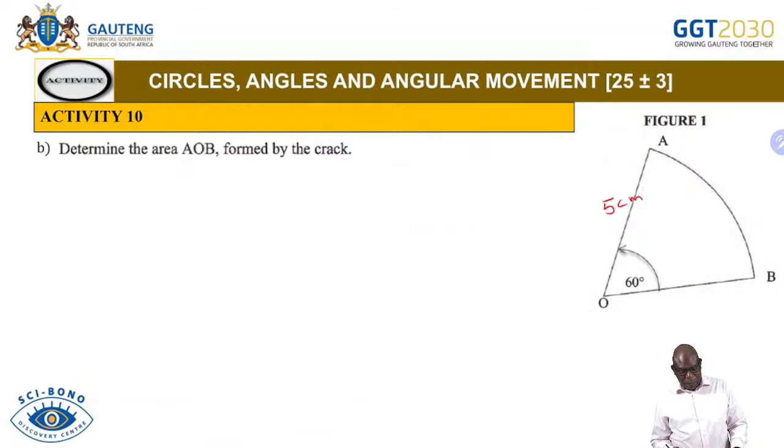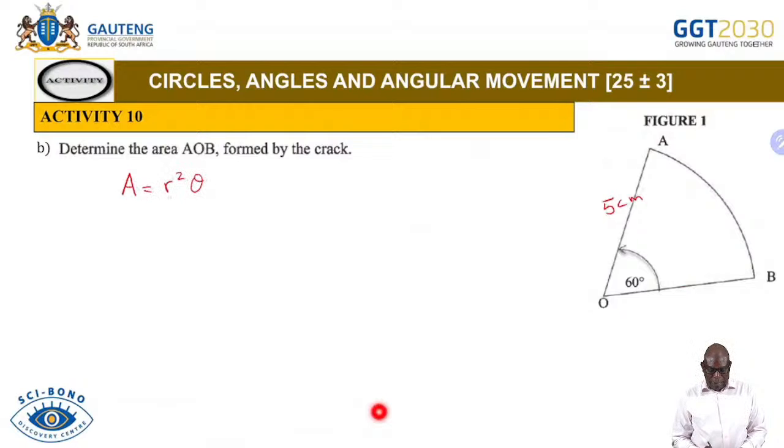Now, determine the area formed by the crack. So what is the formula for the area? You go to your formula sheet. You use the formula where we have values that have been given. Don't quickly go and use the formula RS over 2. The S was not given. The arc length was not given. You calculated it. You can still use that formula if you're very sure that your first question you got it right. But basically go and use the formula of things that have been given.